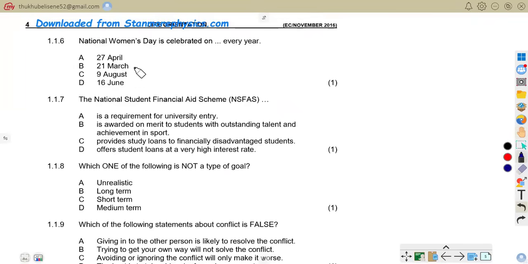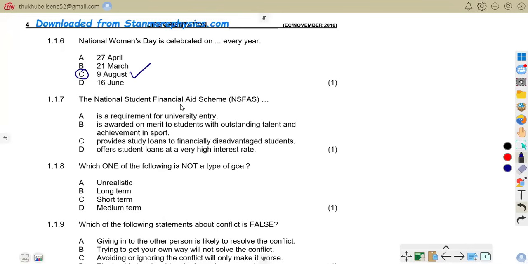So 1.16, the National Women's Day is celebrated every year on which date? 27 April, 21 March, 9 August, 16 June. So the correct answer is C, 9 August.